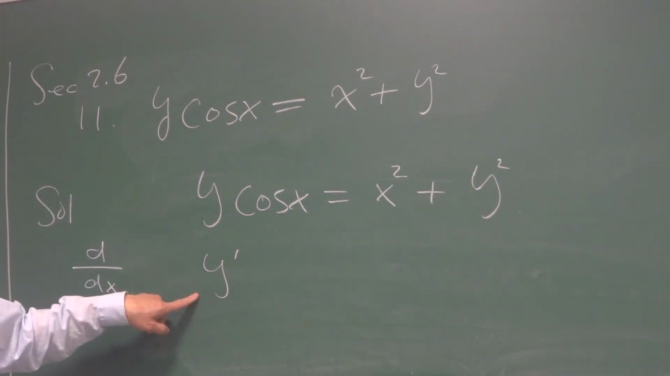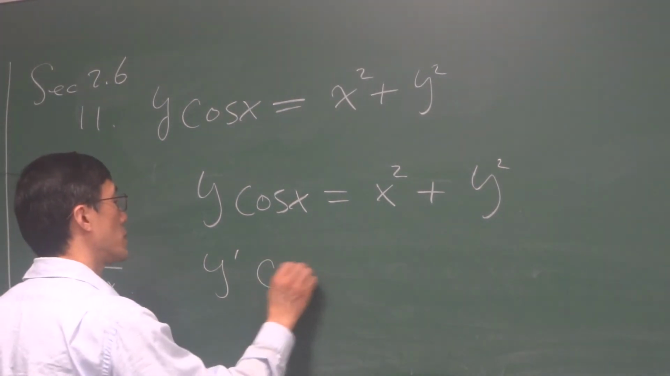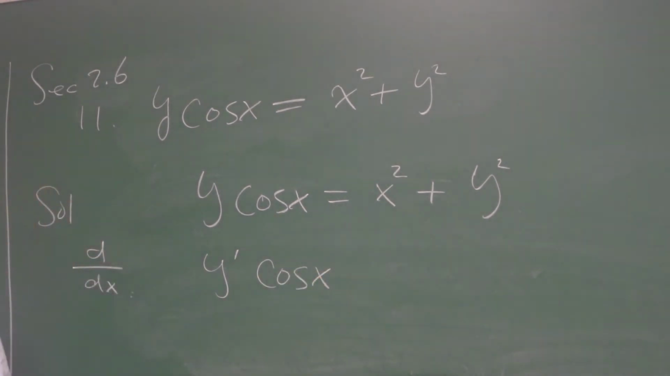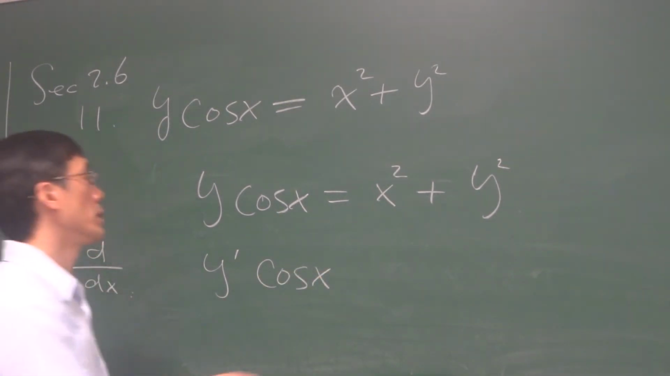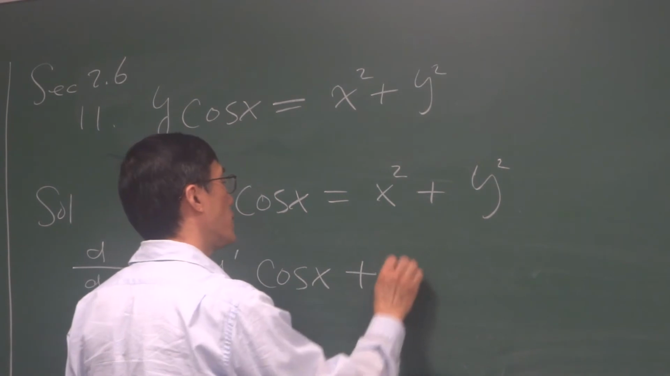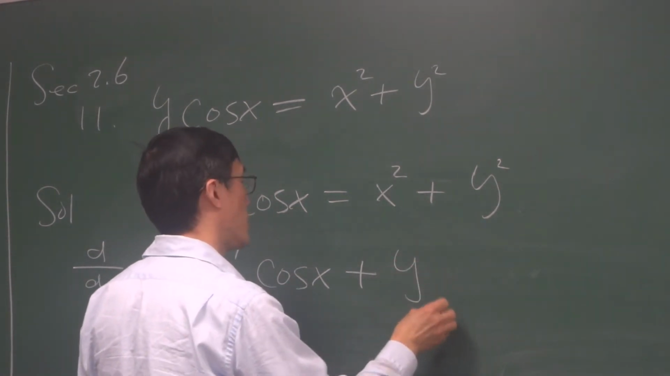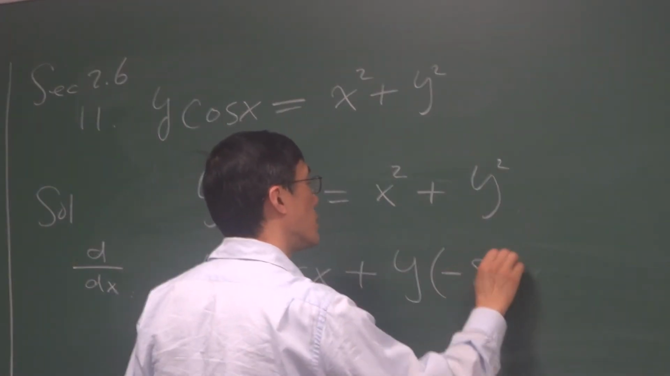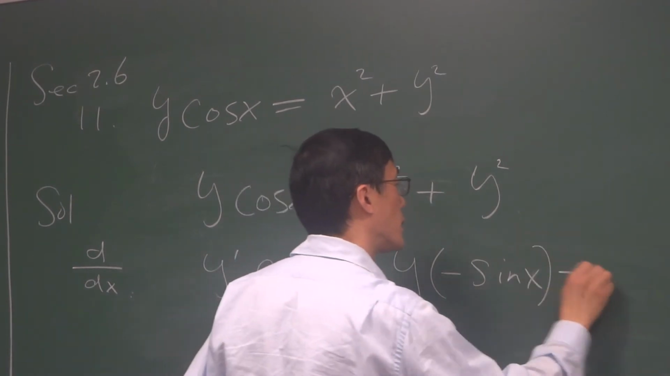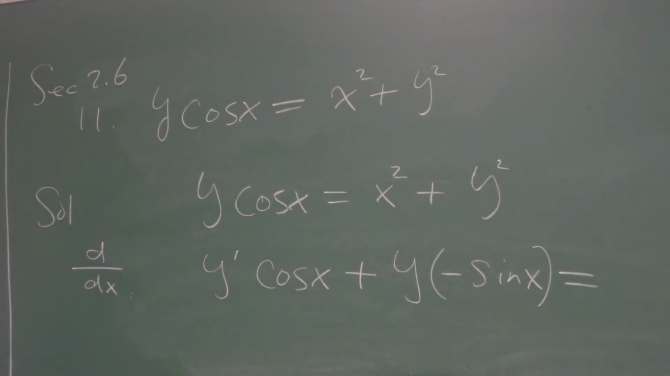So that's f prime times g, which is cosine x. That's your f prime times g part. Then plus f, which is y, times g prime, in this case negative sine x. And that is equal to the derivative of the right-hand side.